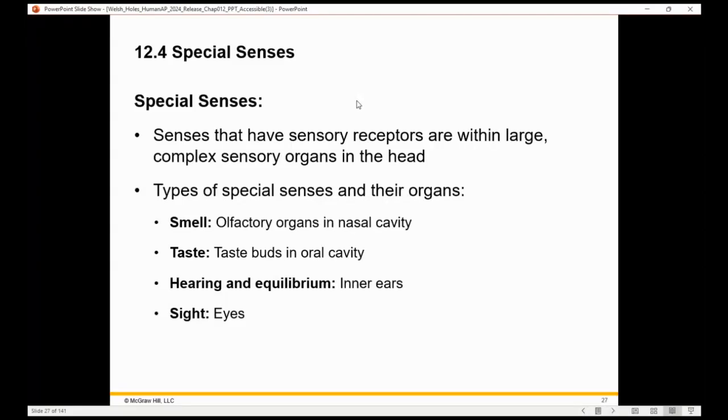Special senses. These are senses that have sensory receptors that are within large, complex sensory organs in the head. Types of special senses include smell, with olfactory organs in the nasal cavity, taste buds in the oral cavity, hearing and equilibrium in the ears, and sight, which involves the eyes.